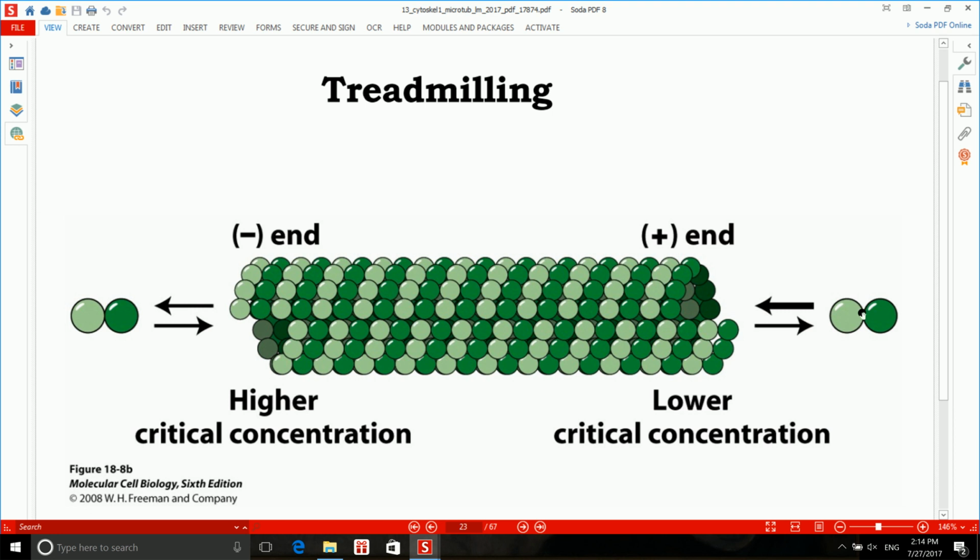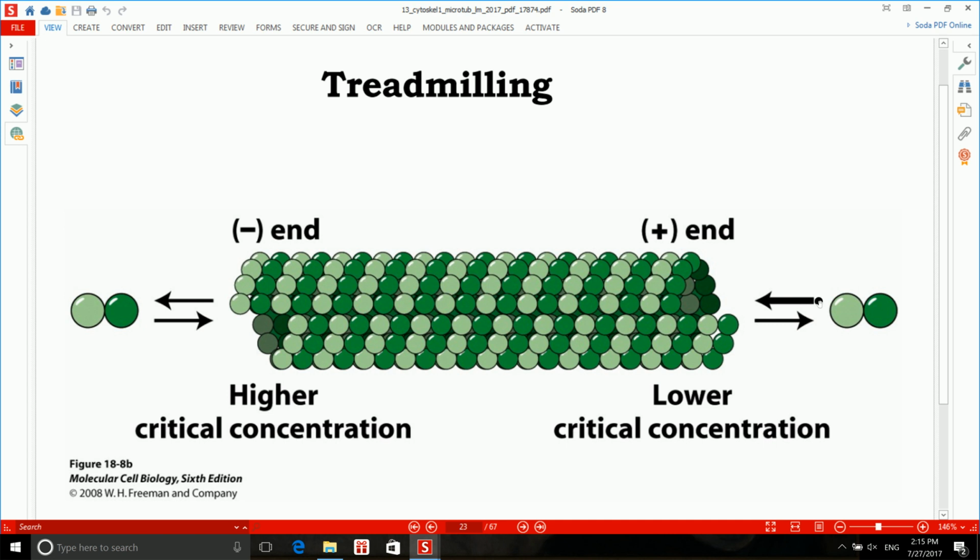So as you can see here, this is a microtubule, and these monomers are alpha and beta tubulins. Monomers are getting added from the positive end. Yes, they are also leaving, but if you pay attention here, the ratio of them getting added is more. So the net polymerization of the positive end is bigger. So the microtubule is growing from this end, and at the same time it is depolymerizing, it's shrinking from the other end.